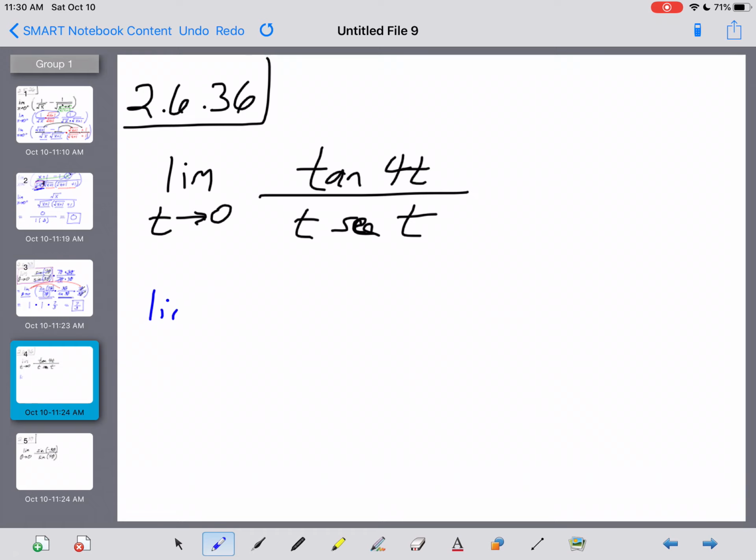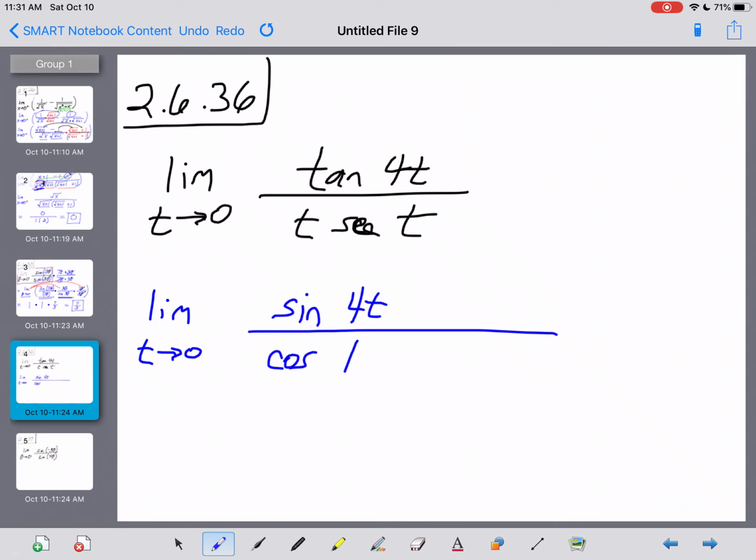Okay, so the limit as t approaches 0 of, and let's see what we can do. We did a problem in notes telling you what to do with tangent of any angle. You always split it into sine of the same angle divided by cosine of the same angle. So this is going to become the sine of 4t divided by the cosine of 4t as well. Please make sure you're including the angle because this is big kid math and we care about that level of precision here. Tangent of 4t becomes sine of 4t over cosine of 4t.